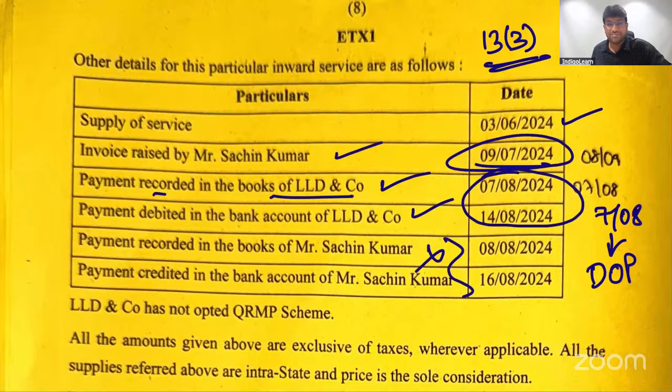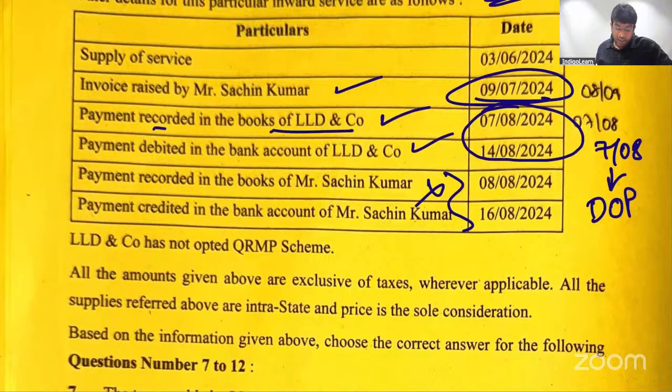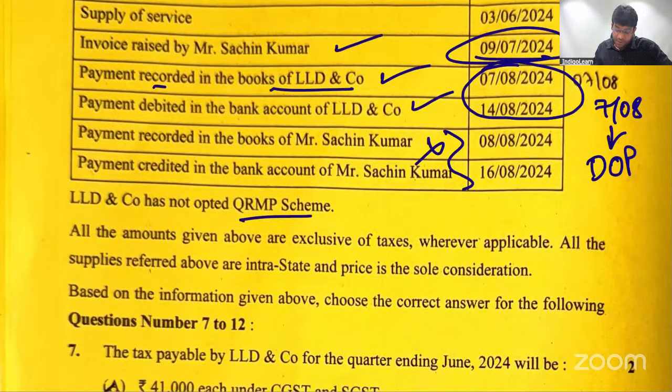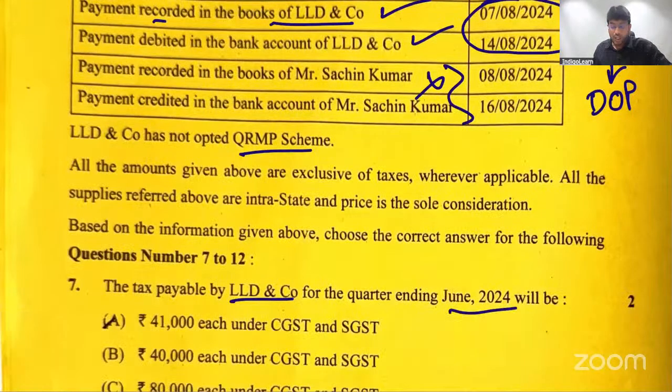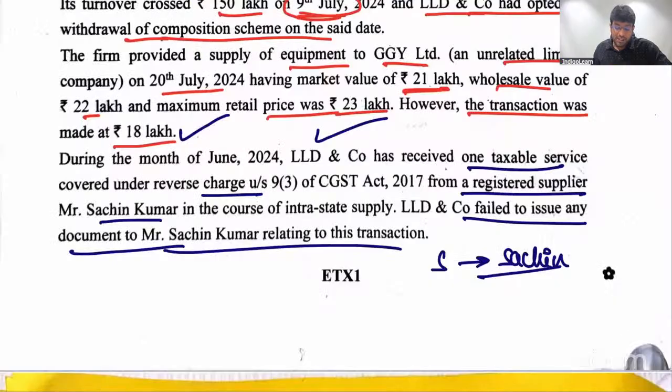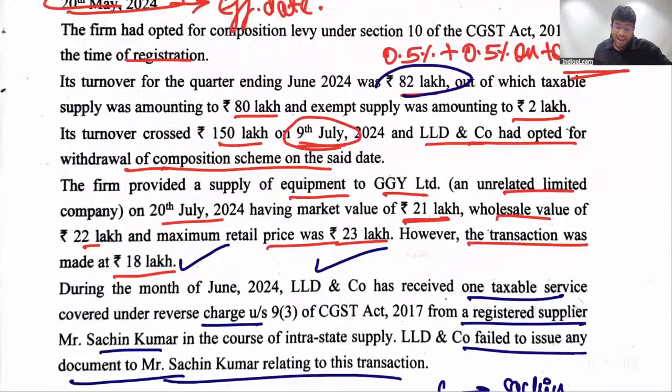Next. They have not opted for QRMP. What is the tax paid by LLD and Co. for the quarter ending June? What is the turnover for June? It is 82 lakhs. 82 lakhs, 0.5%, 0.5%. It is 41,000 each under CGST and SGST.